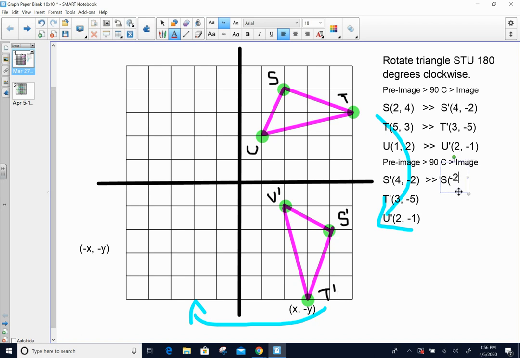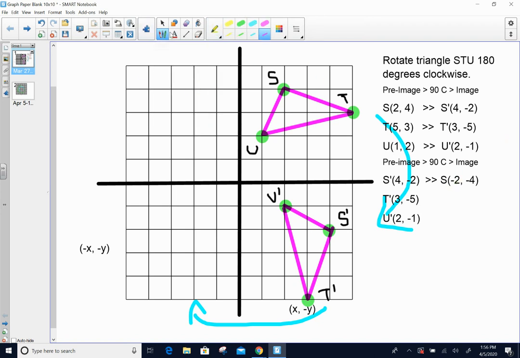I don't want a new box here. I want to stay in my original box. There we go. -2 and -4. I've switched the numbers and then I've made them both negative because that's what happens in this quadrant. I can go ahead and plot that point now.